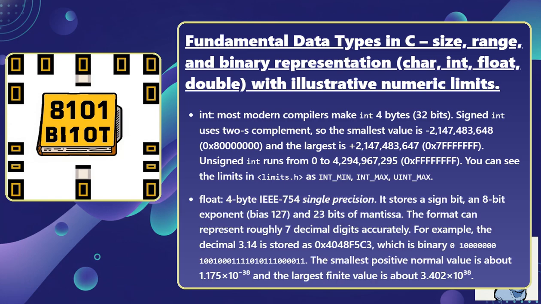Float: 4-byte IEEE 754 single precision. It stores a sign bit, an 8-bit exponent with bias 127, and 23 bits of mantissa. The format can represent roughly 7 decimal digits accurately.